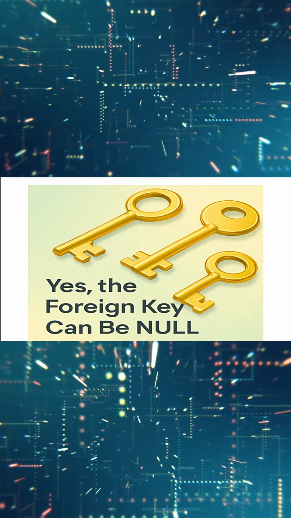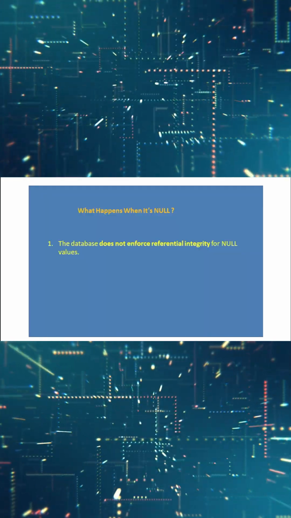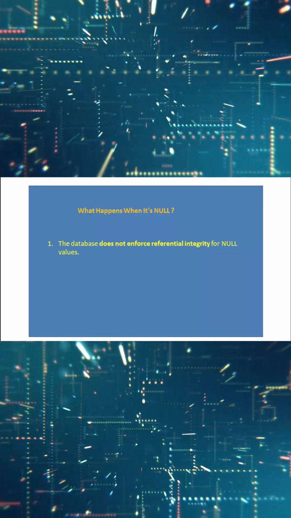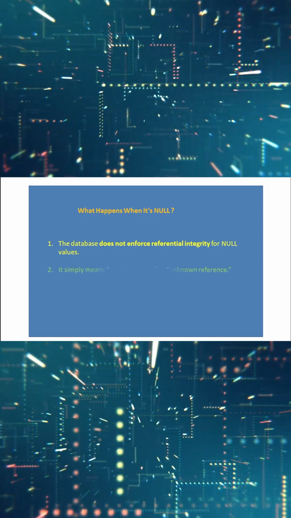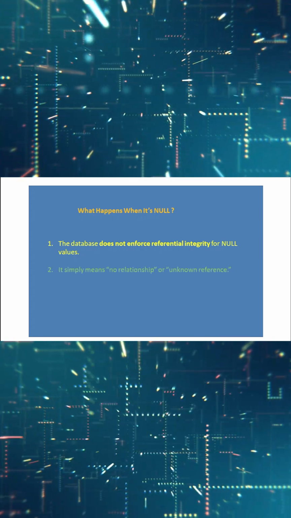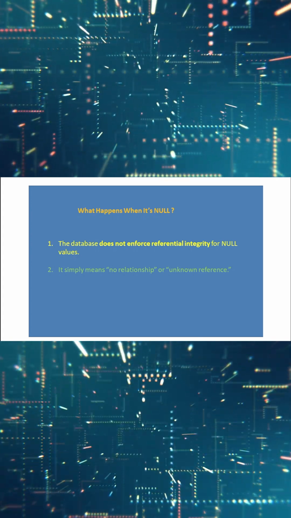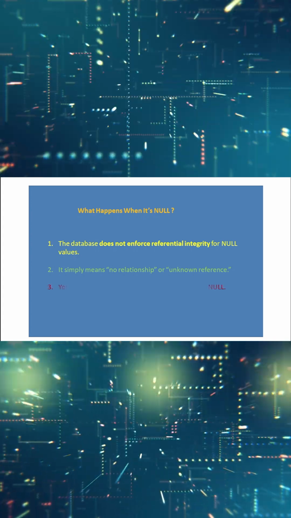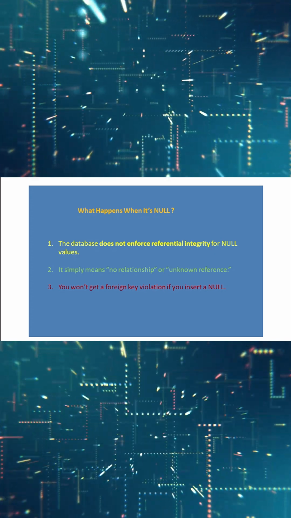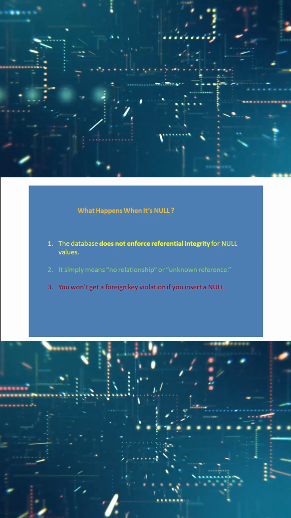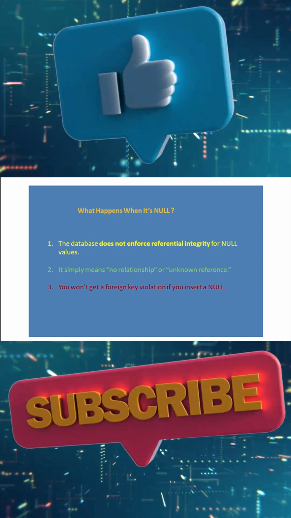What happens when a foreign key is null? So when a foreign key is null, in that particular case, the database does not enforce the referential integrity for those null values. Secondly, it simply means that for null values, there is no relationship or there is unknown reference in the parent table. And thirdly, if we try to insert that null value in the foreign key, we will not get any violation. So that is what we needed to understand about foreign key being null or duplicate.